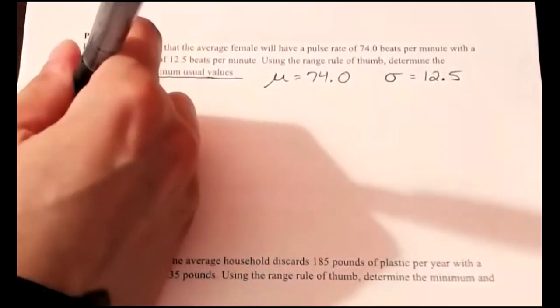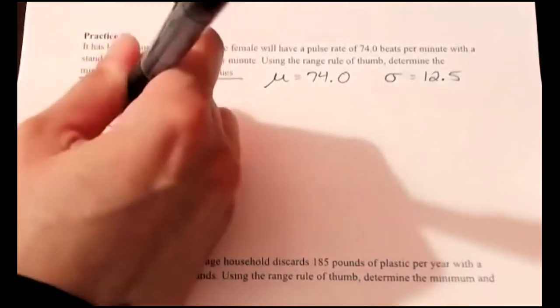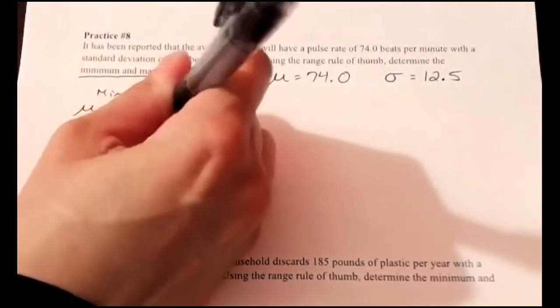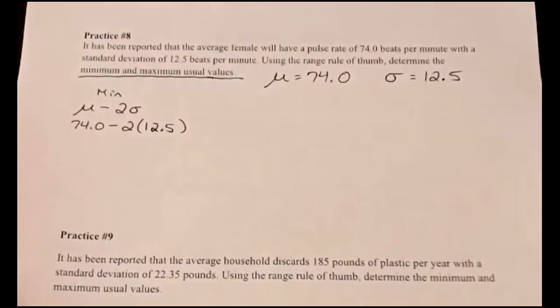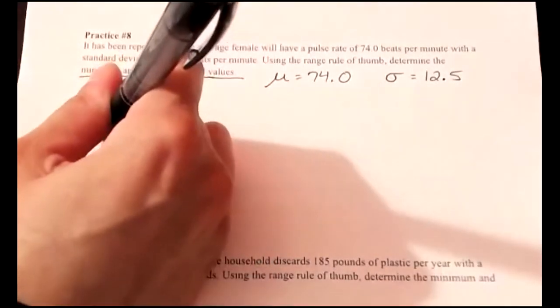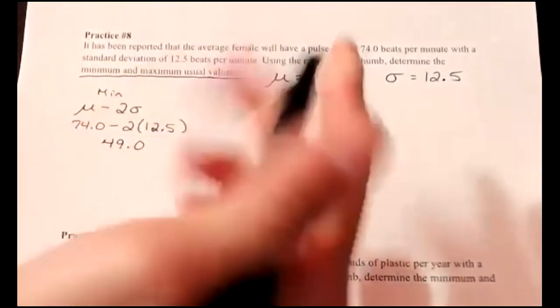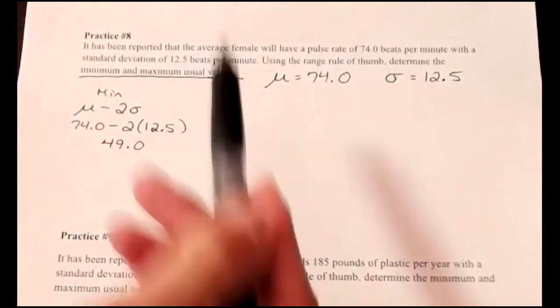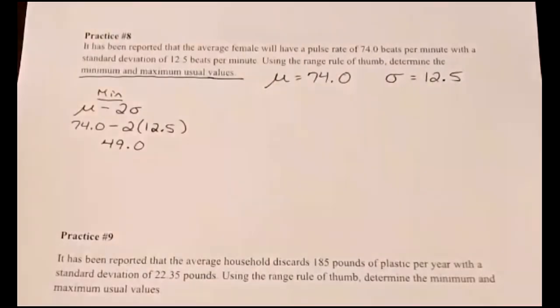So let's plug in our values and find the minimum value here. The mean is 74.0 minus twice the standard deviation, and the standard deviation is 12.5. So would someone punch this into your calculators and tell me what is the minimum usual value? I got 49. Beautiful. Since it seems like we use one place after the decimal, I'm just going to add that 0. So it's 49.0, just so that we're consistent with what we have so far.